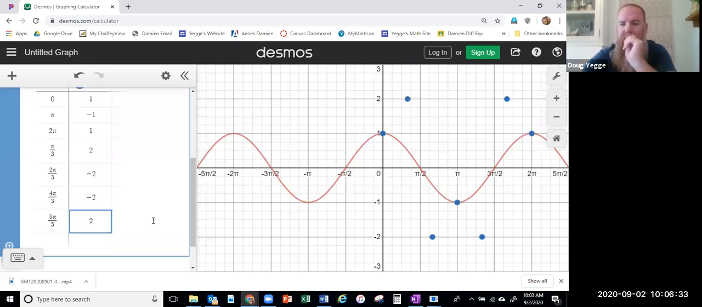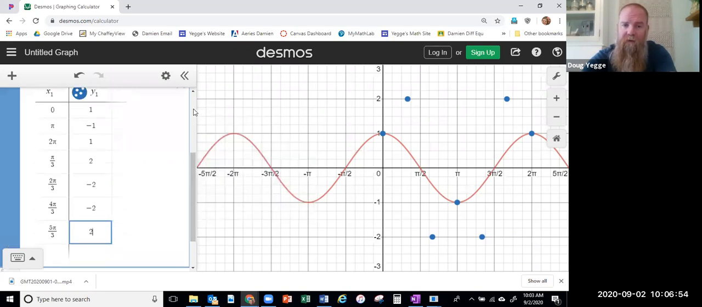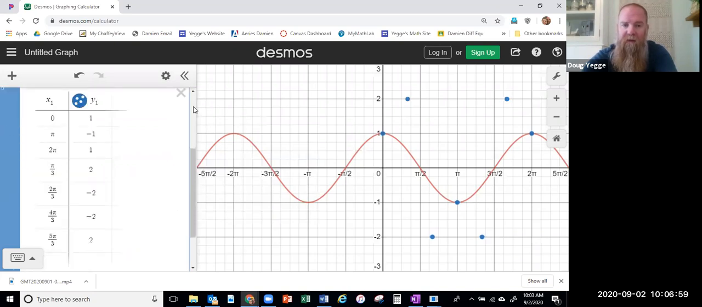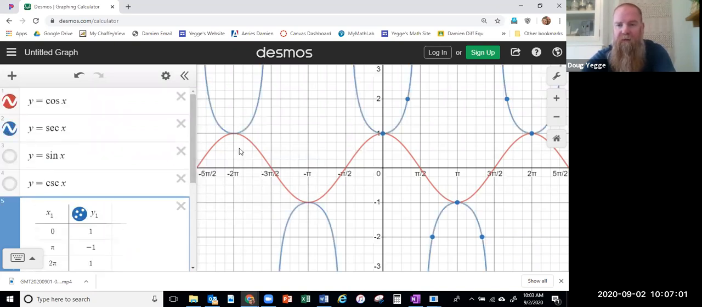Now this seems really peculiar, but I want you to also realize that by the time I plug in pi over 2 and 3 pi over 2 and -pi over 2 and -3 pi over 2, all of these values for cosine are 0. So when I take the reciprocal, they're going to be undefined. So let's go ahead and look at what secant looks like. Secant is this function. Look at how this curve goes through all of the indicated points that we expected to occur.